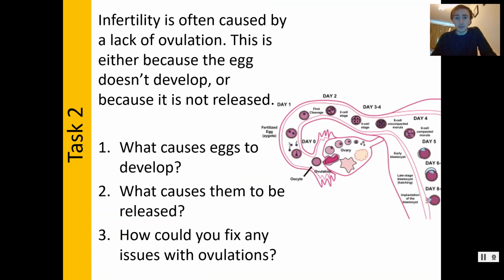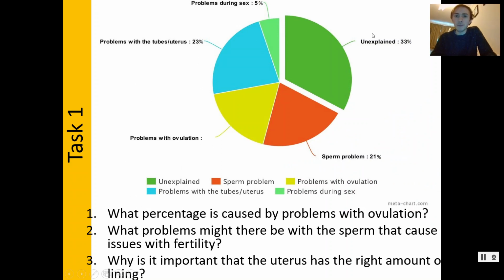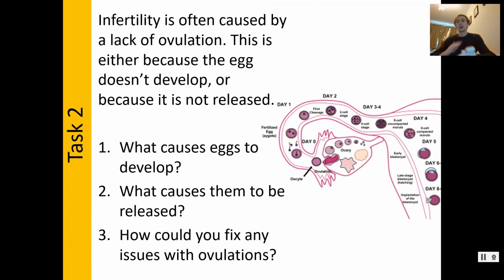Now, a very common cause, as we've said, about 18% of infertility, is a lack of ovulation because an egg doesn't develop or because it's not released. Now, bear in mind that 33% were unexplained. Some of that will be ovulation issues as well. So it's probably well over a fifth, towards maybe even around a third, would be caused by ovulation issues. Now, the first thing we're going to talk about is how we could fix ovulation issues. And this is the first way we're going to help people who are infertile.